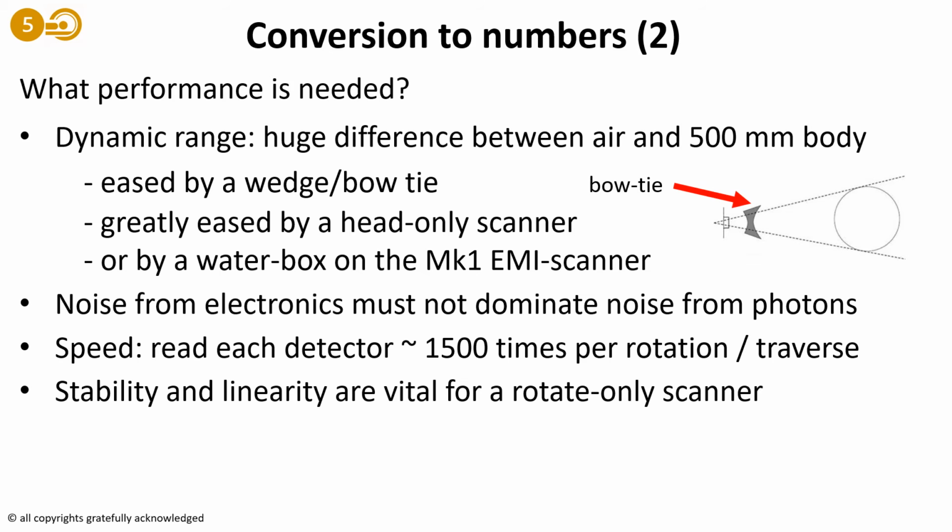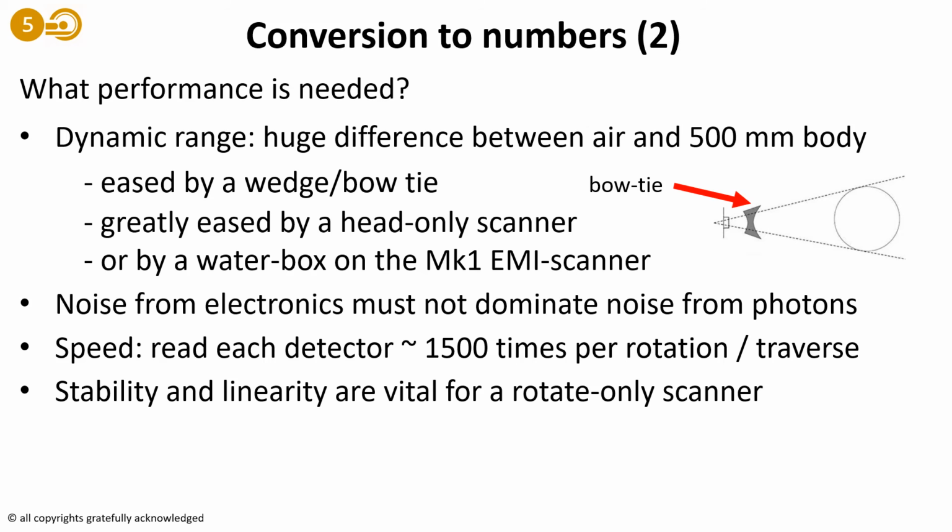In the head-only scanners that were available in the early days of CT, the problem, of course, is greatly eased by two things. One is the head is smaller than the body, and the other is it's very, very unusual for people to grow large fat deposits on the outside of their head. The other technique that was used in the very first scanner was a water box. The patient put their head inside a flexible cup of water, and that meant that basically the dynamic range was reduced to almost nothing.